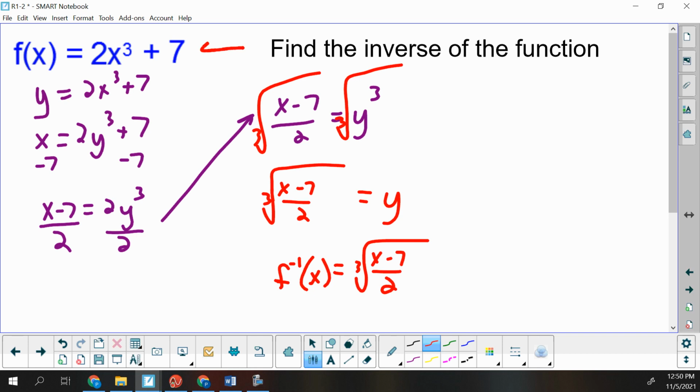Now just to drive home our inverse idea here, if we were to graph our original and our inverse and look at their tables, we would find all the coordinates would be flipped. So like in the original, we would have 1 comma 9. In our inverse, we would find we'd have 9 comma 1. In our original, we would have 2 comma 23. In our inverse, we would see we'd have 23 comma 2. So they'd all be flipped.